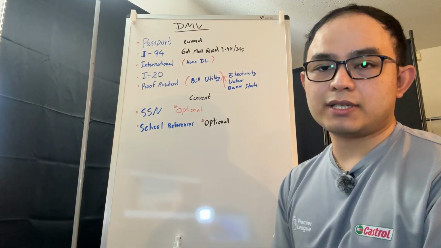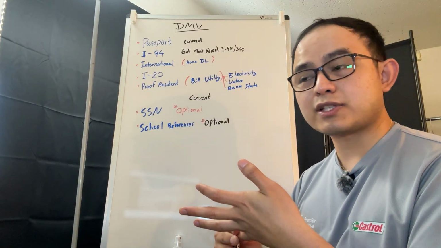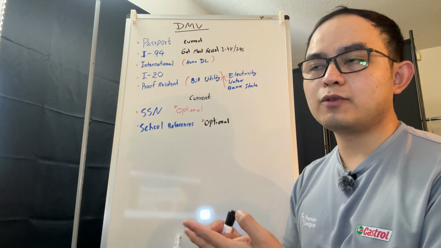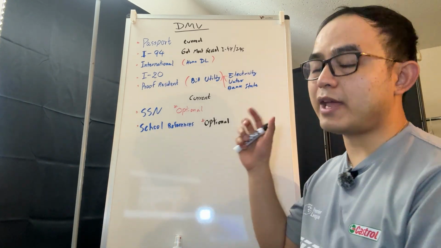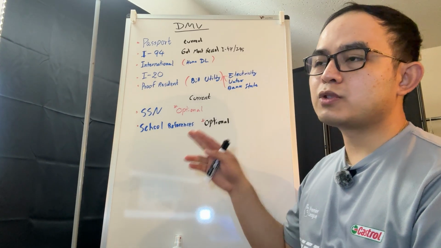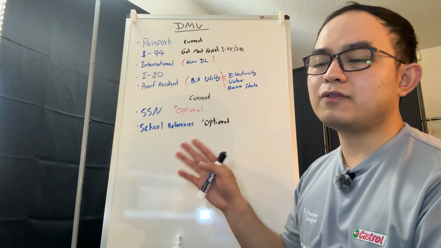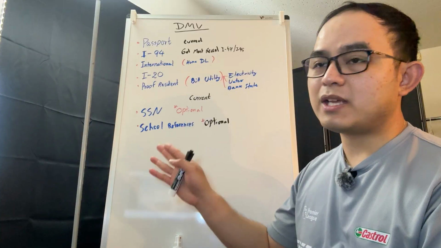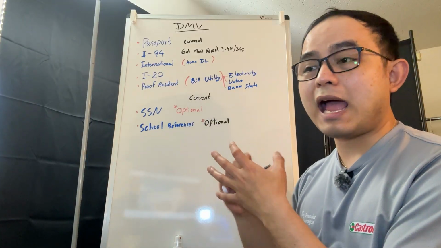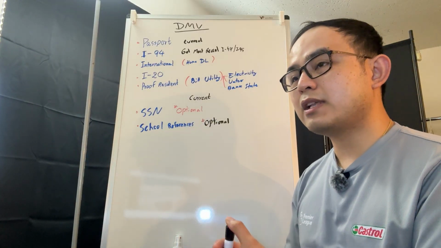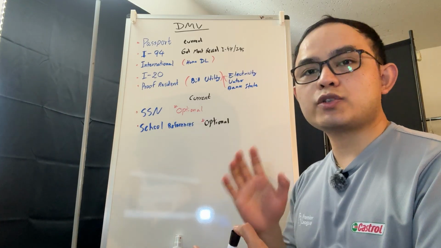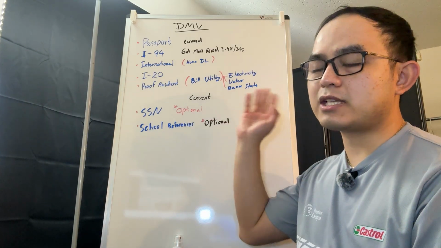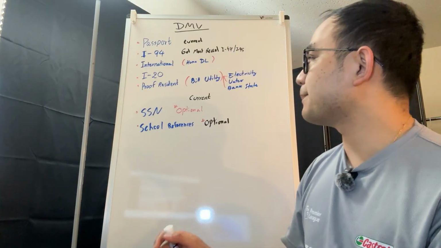Third, I-20. I-20 is very important for international students. It shows your status and it shows your expiration date. For example, if your expiration date is in 2 years, 3 years, 6 months or 4 months, your driver license is going to expire on the same date as that I-20. If your I-20 expires at the end of this year, your driver license when you renew it is going to expire that same year.